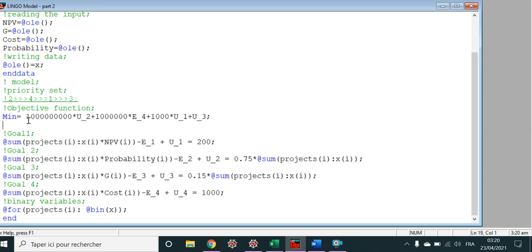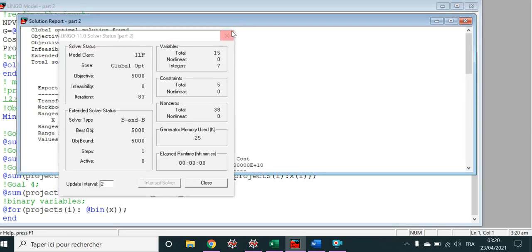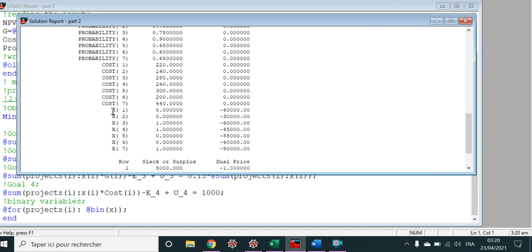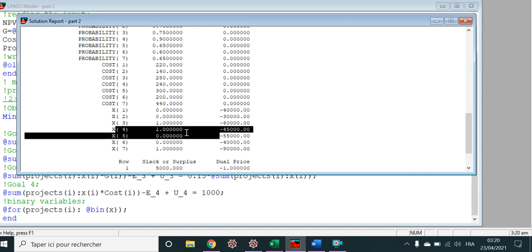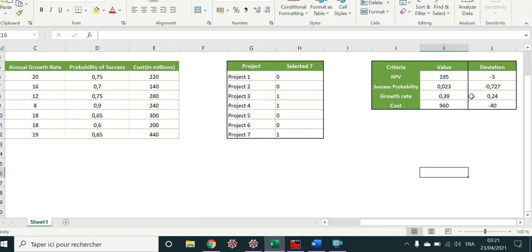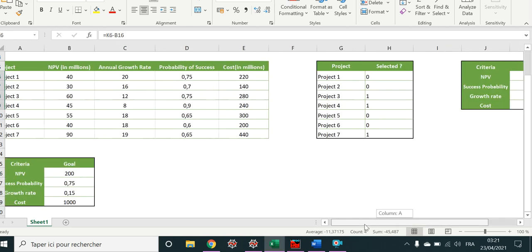I have multiplied U2 by 1 billion, E4 by 1 million, U1 by 1,000, and U3 by 1. We solve the problem and we get the exact same result. So the projects chosen are 3, 4, and 7. And the deviations are the same. So that's it.